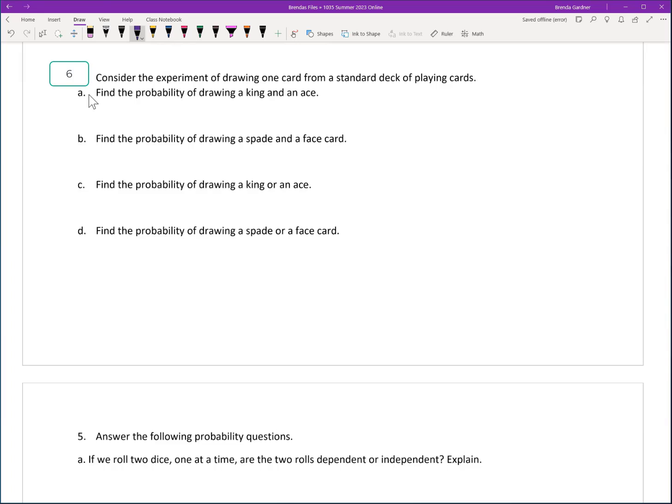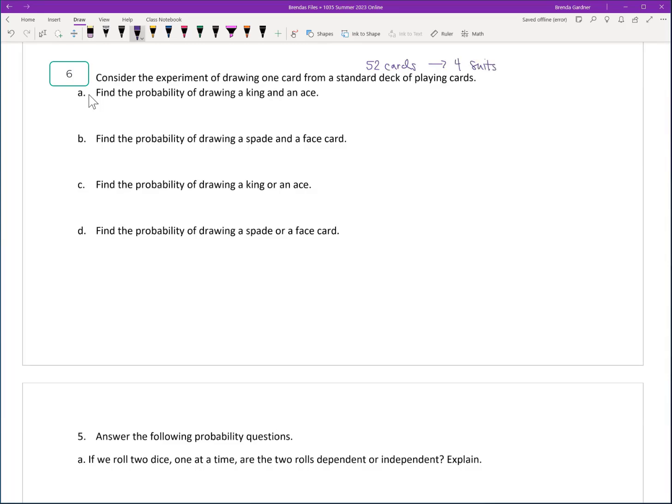The marbles, pulling out a green marble versus a red marble, or something a little more specific where you are given numbers. So standard deck, let's just review real quick or help you understand. A standard deck has 52 cards. There are 4 suits.